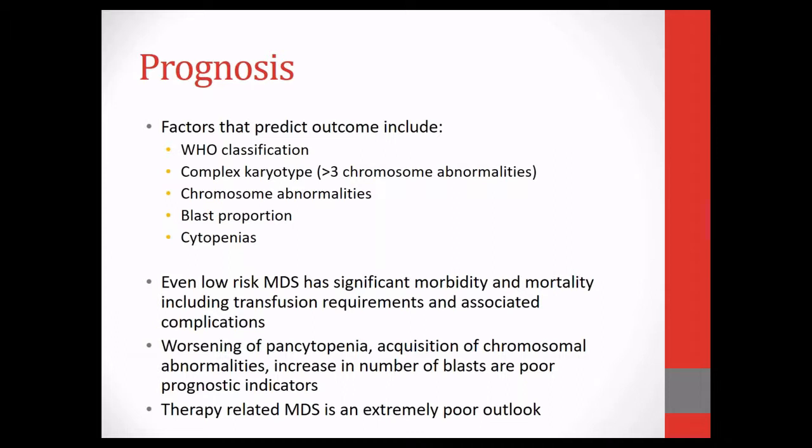Factors that can predict outcome or prognosis can include the WHO classification of MDS, how many chromosome abnormalities that we would have, so if there's a complex karyotype, which would indicate more than 3 other chromosome abnormalities, the proportion of blasts in our bone marrow, as well as cytopenias, so lowering of our hemoglobin, platelet count, and white blood cell count.